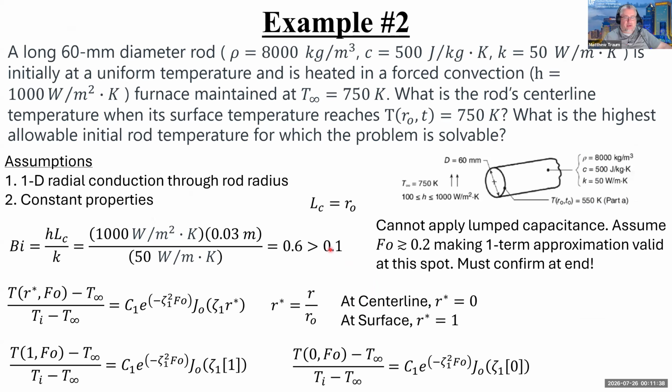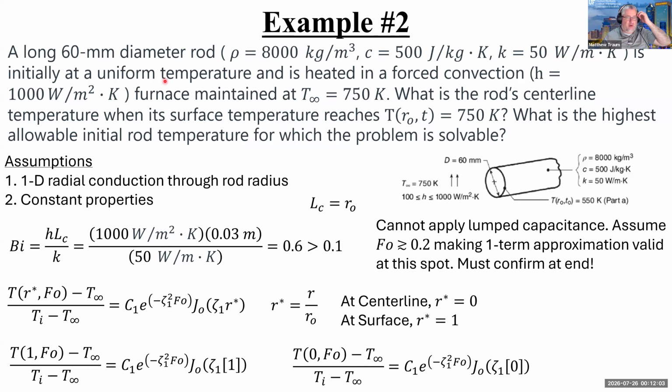Okay. Let's do one more example. So we just did a plane wall example. Now we're going to do a cylinder example. So we have a long 60 millimeter diameter rod. Properties are given. 8,000 kilograms per meter cubed is the density. Specific heat capacity, 500 joules per kilogram Kelvin. Thermal conductivity, 50 watts per meter Kelvin.